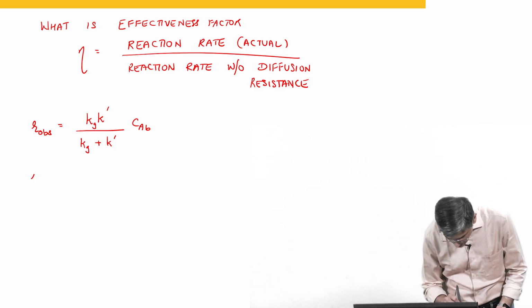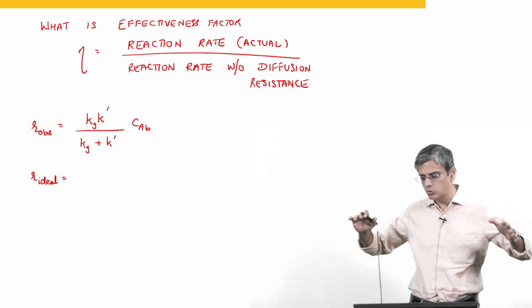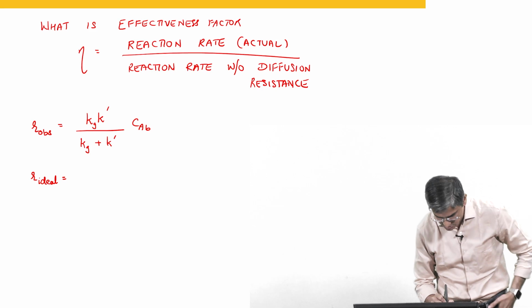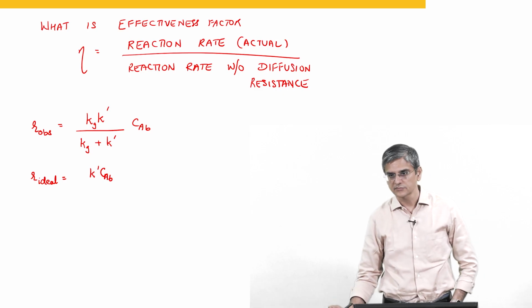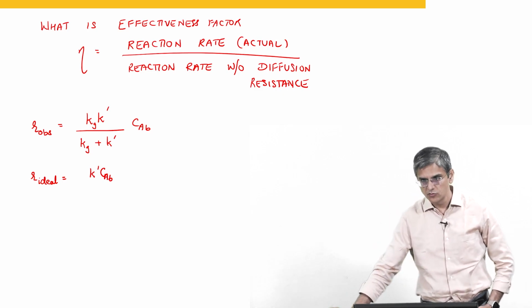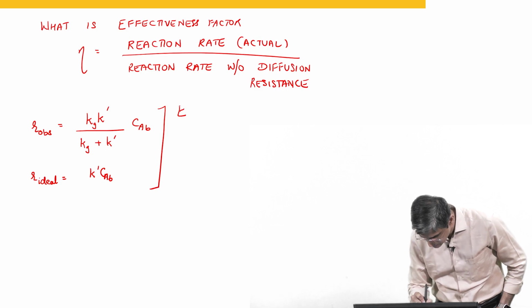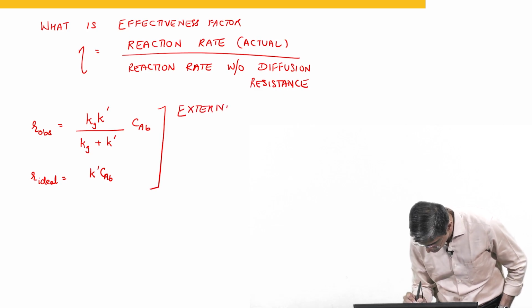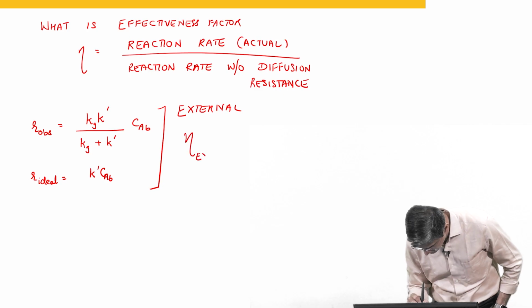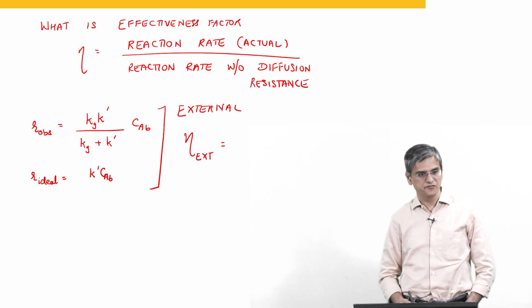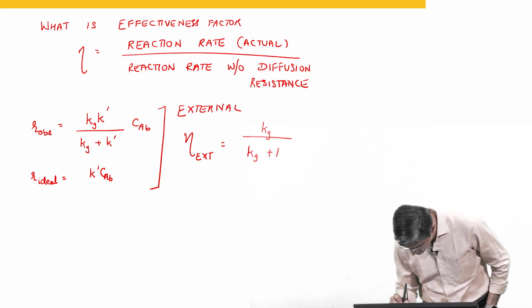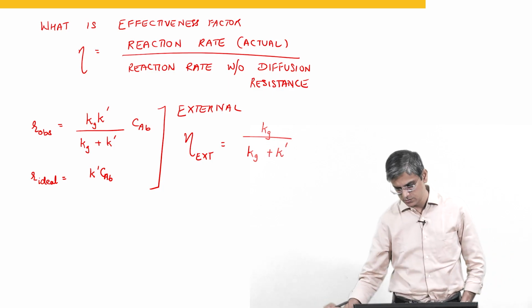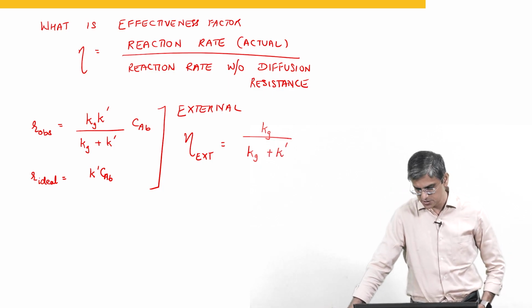Okay. R, I will just call it ideal, just because I do not want to call it without diffusional resistance. K dash CAB. Okay. For external, eta is the ratio of the two, which is nothing but Kg divided by Kg plus K dash.